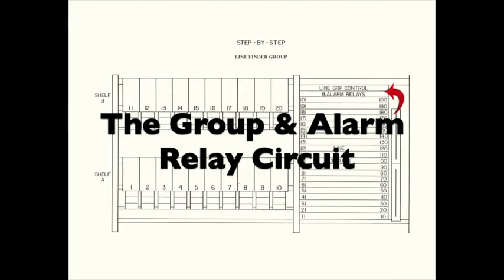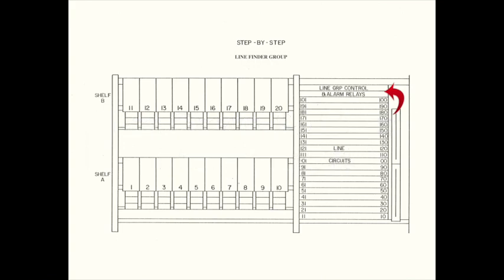There are a couple of mounting plates above the line circuits that contain the group and alarm relay circuit. This circuit has a number of functions, including controlling the line finder selection process, monitoring for trouble conditions, activating alarms, and providing line finder maintenance test equipment and access. We will focus mainly on its line finder selection process in this video.